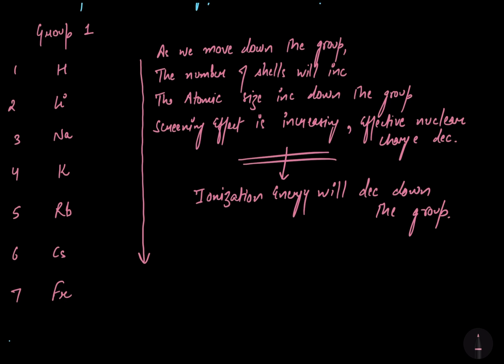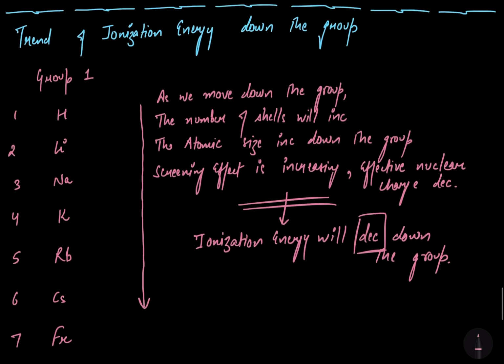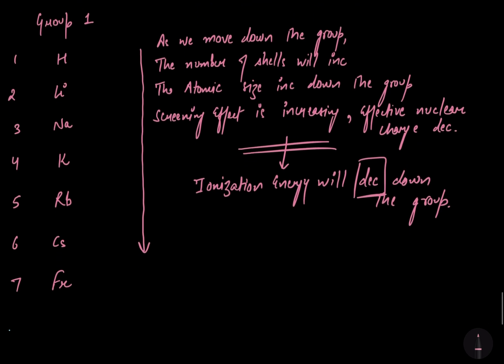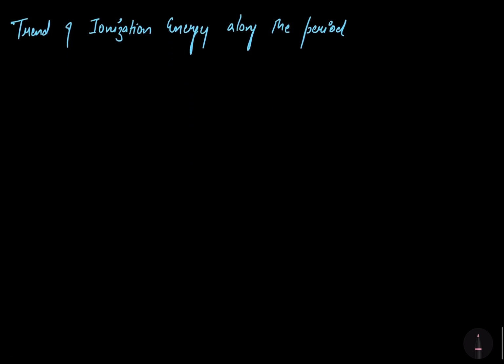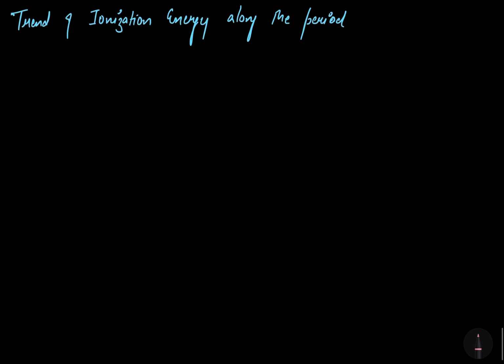That's why ionization energy will decrease. The electron will get lost by the element at a very low energy. That's why we can say that ionization energy will decrease down the group. So that's about the trend of ionization energy down the group. Now let's come to the next topic, the trend of ionization energy along a period.